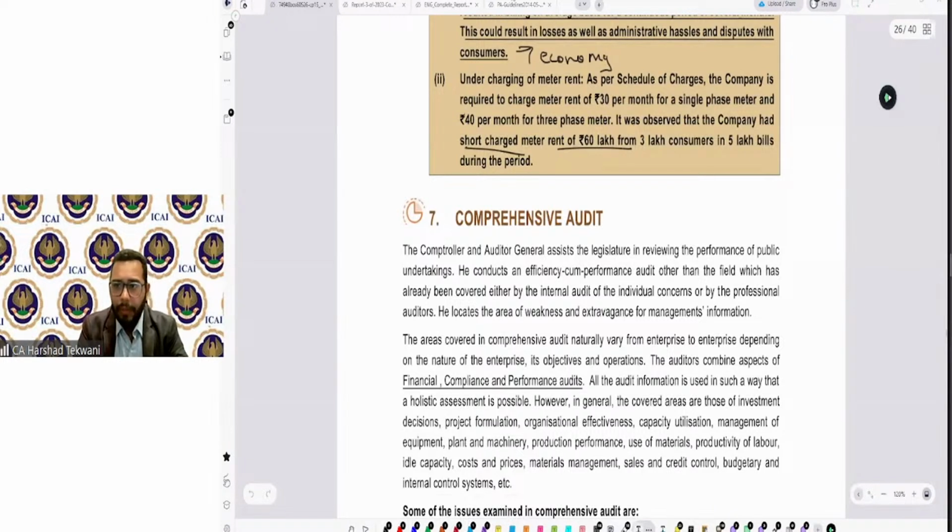I'll just show you something. I'll show you one audit report, the annual report of a particular public sector enterprise, public sector undertaking, and accordingly then we can discuss on that.